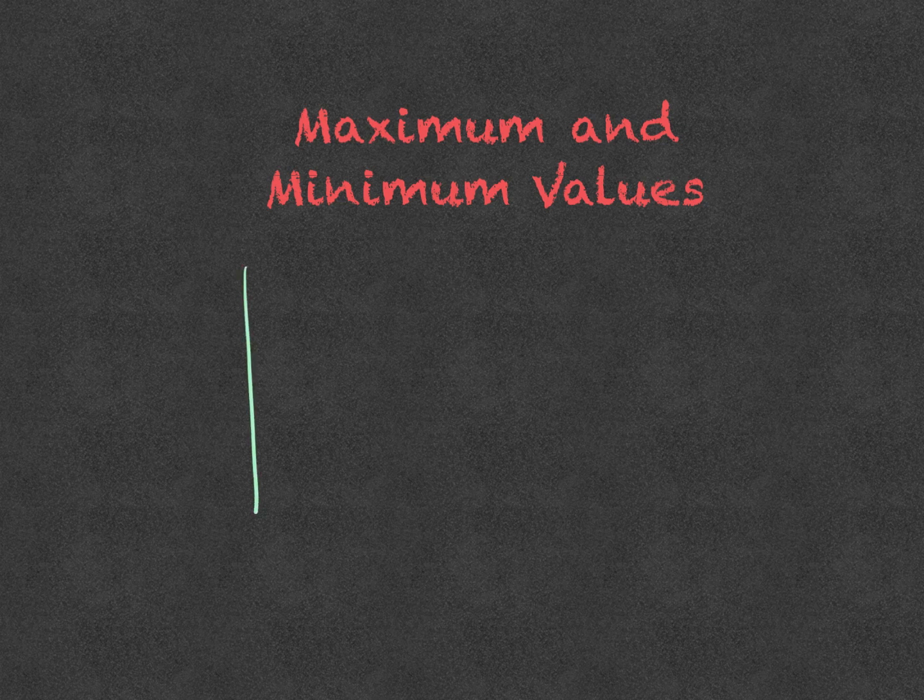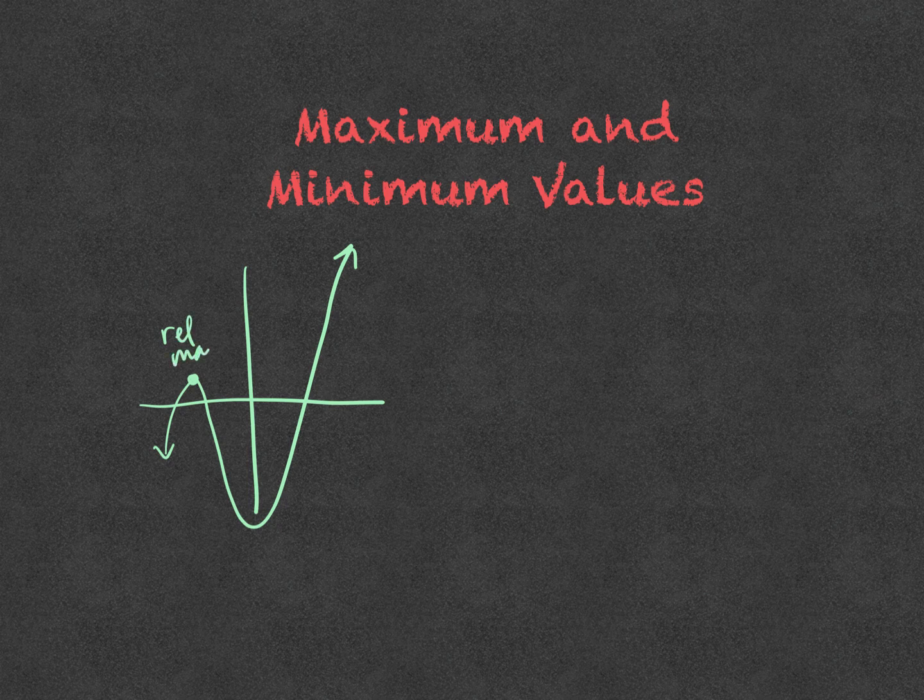This section is about maximum and minimum values. If you think back to Calc 1, we learned about maximum and minimum values. This value right here is a relative max, but it's not an absolute max. This one is a relative min, but it's also an absolute min. There is no absolute max because the graph continues upwards infinitely.